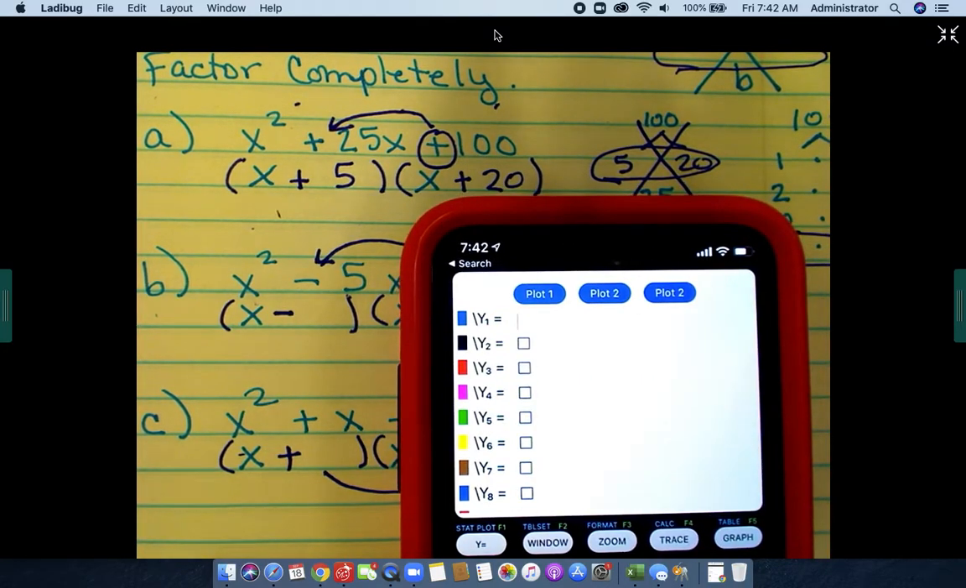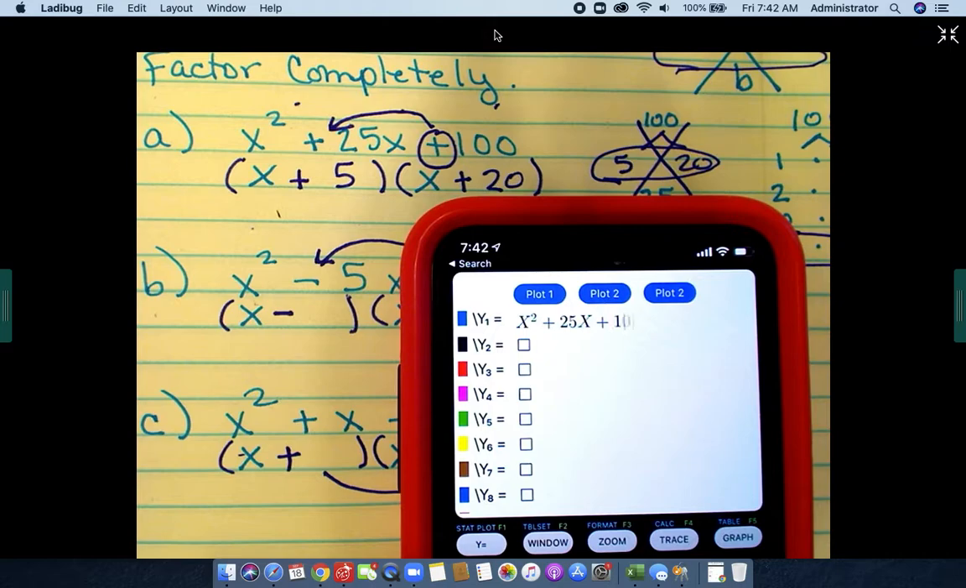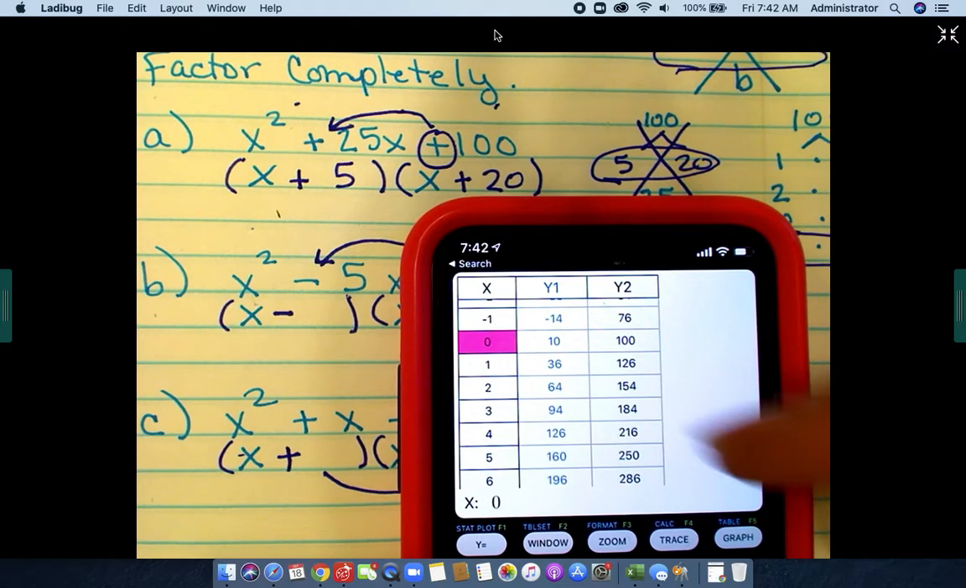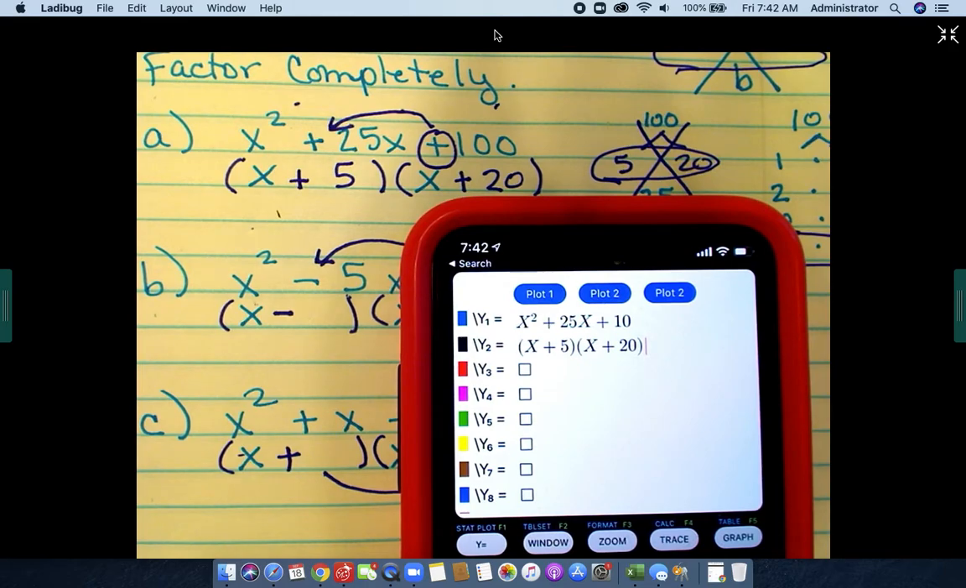Make sure you can see it. All right, so now we've got it. So x squared plus 25x plus 100. And down here in Y2, I'm going to type in the quantity x plus 5 times the quantity x plus 20. That's how we actually say it correctly. And if this is correct, when I press second graph, all of my Y1s and Y2s will match.